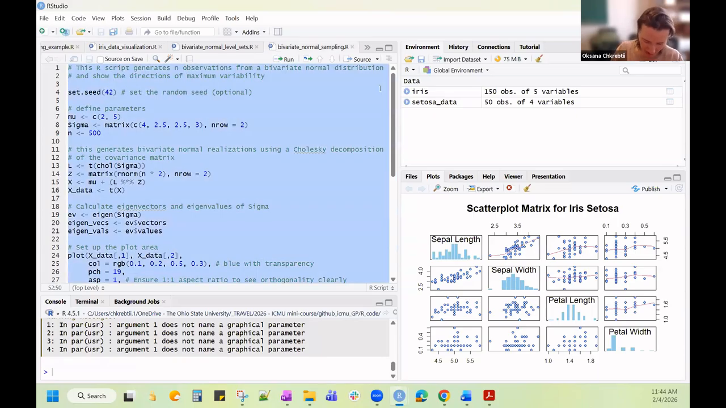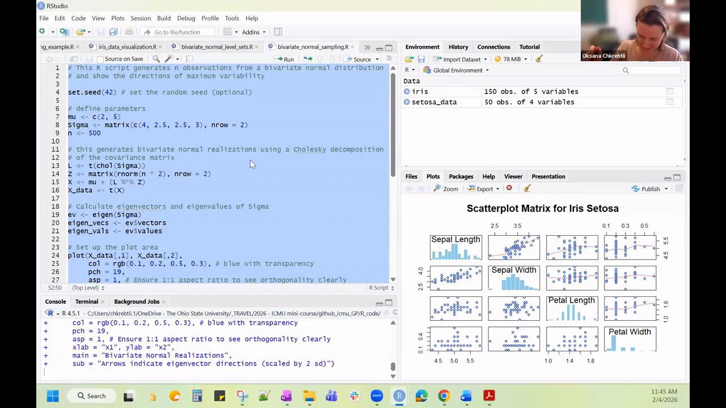So what I'm going to do here is generate 500 realizations from a bivariate normal distribution with mean vector with elements 2 and 5 and covariance matrix that has both diagonal and off-diagonal entries. So in other words, we have some correlation in this particular data set. Let's look.